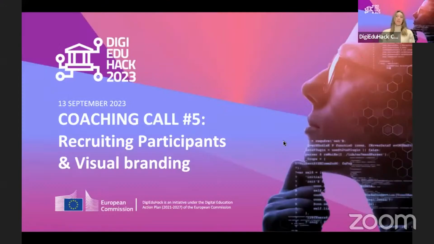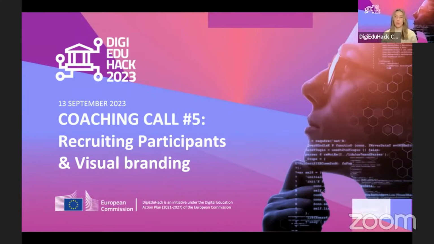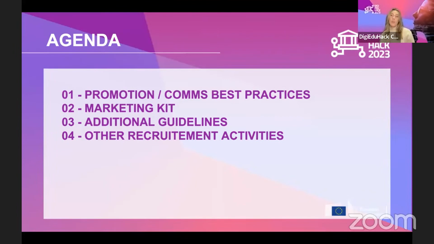Now, let's jump in to this week's coaching call: recruiting participants and visual branding. At this time, you have created your challenge, you have your website, you have your partners and sponsors, and now you are trying to get participants to join in teams to solve your hackathon challenge. We will go through some best practices in terms of promotion and communication in your networks and your channels. We will also show you a marketing kit that you can use when reaching out to your local channels, networks, anyone you know, and we're going to help you use that. We'll also go through some additional guidelines that are good to take into consideration and some other recruitment activities that might be useful for you.